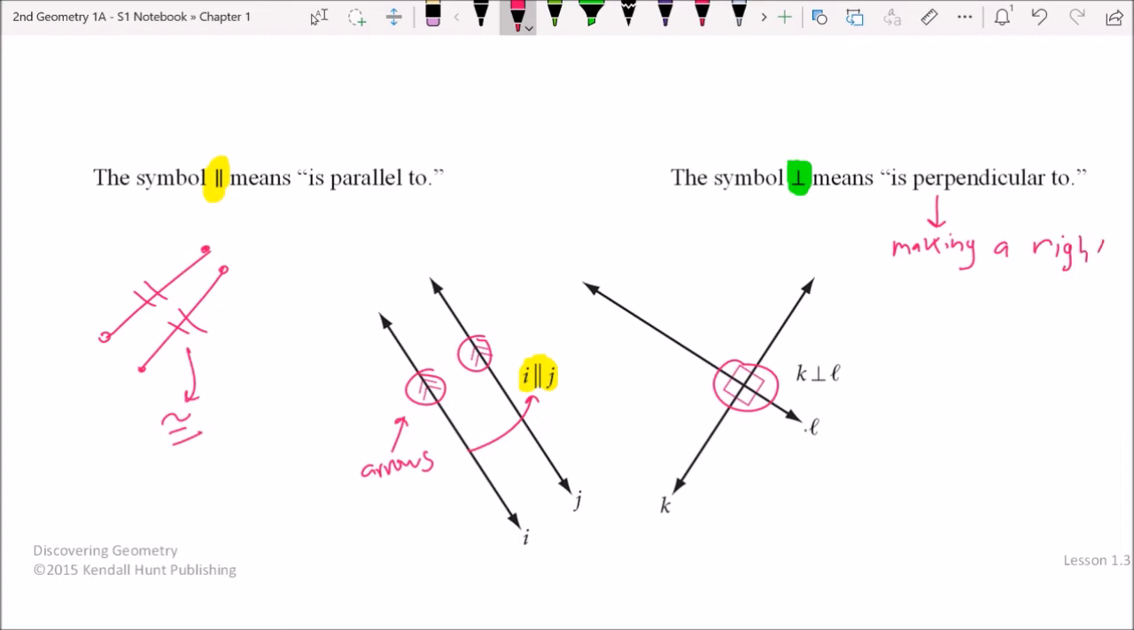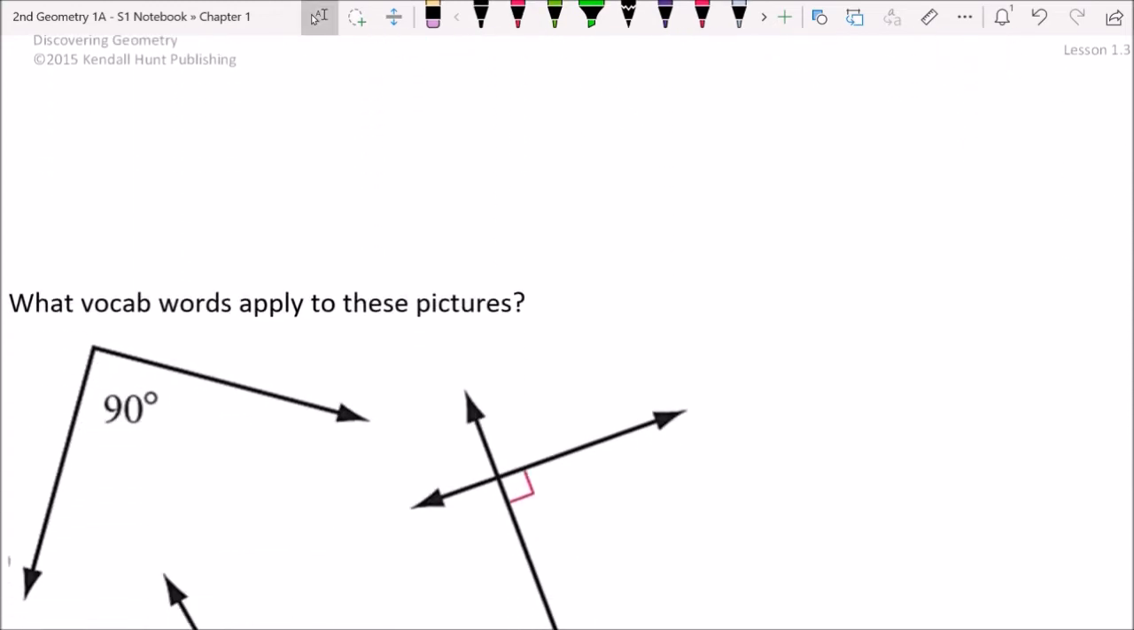or a 90-degree angle. Okay, so that's what this is saying. It's saying, and you have it right here, it's saying that the lines K and L are perpendicular to each other. Another way of saying that is at the point where they intersect, they make 90-degree angles.